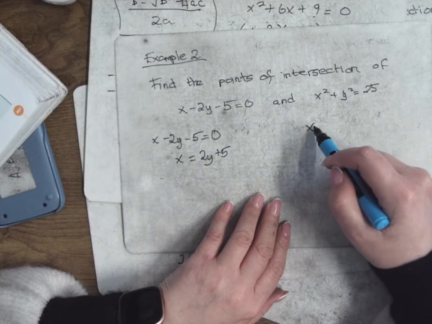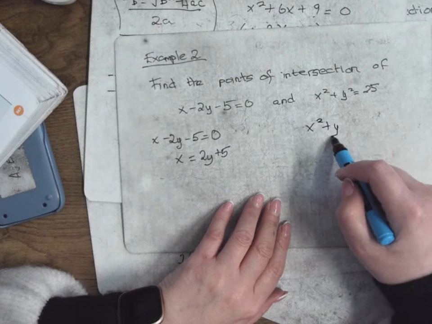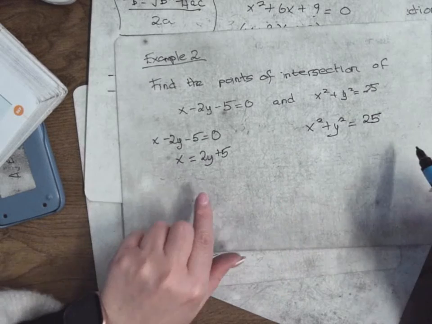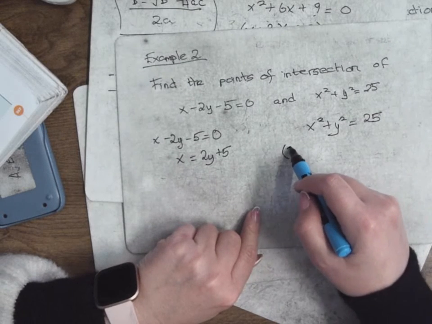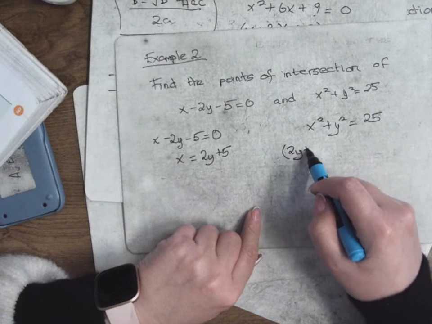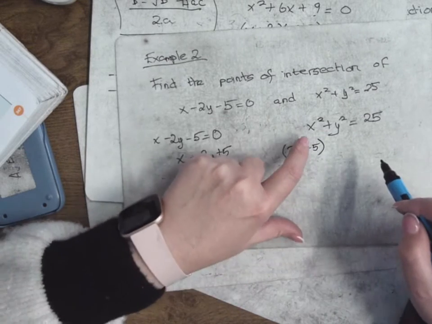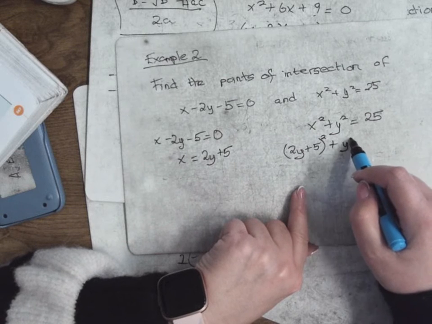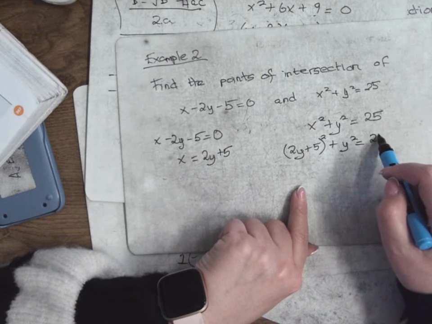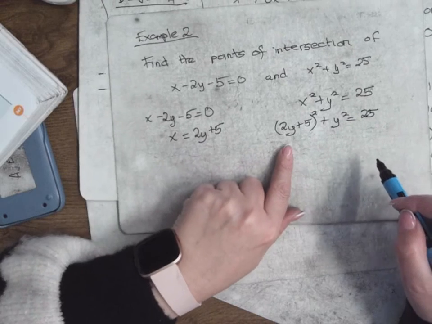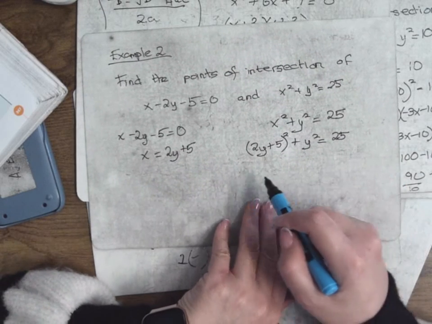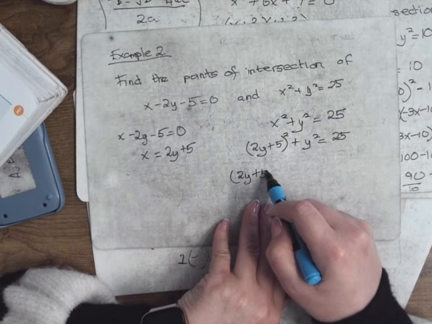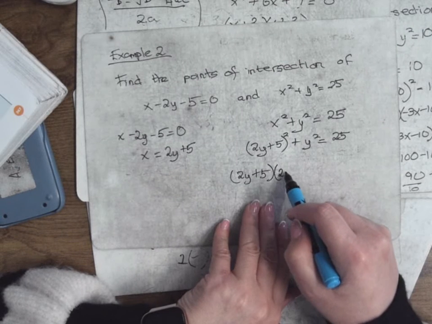Come over here to step 2. X squared plus y squared equals 25. Everywhere I see an x, I'm putting in 2y plus 5. So I'm not writing x anymore. So instead of that x, I'm putting 2y plus 5. So (2y plus 5) squared plus y squared equals 25. Okay, so I need to square this out. So that's 2y plus 5 multiplied by 2y plus 5.